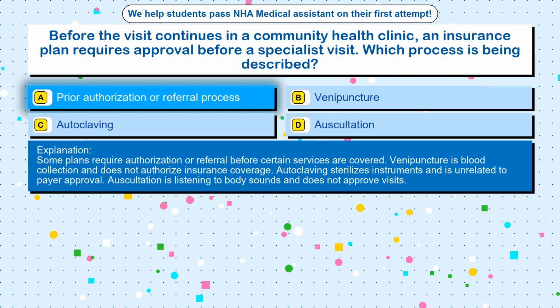Some plans require authorization or referral before certain services are covered. Venipuncture is blood collection and does not authorize insurance coverage. Autoclaving sterilizes instruments and is unrelated to payer approval. Auscultation is listening to body sounds and does not approve visits.